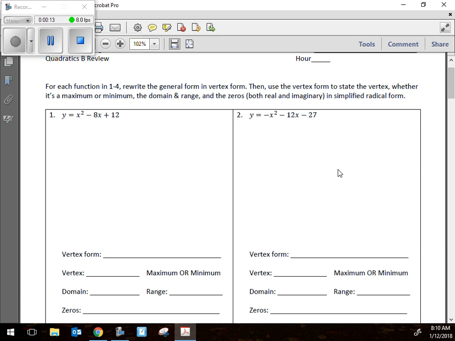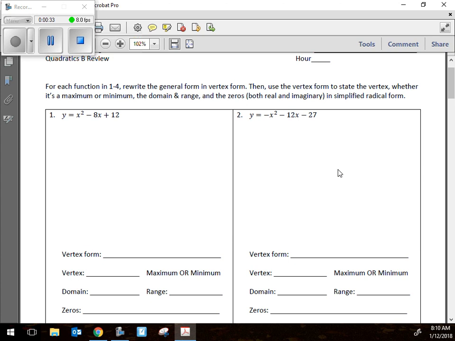First thing it says is rewrite the general form in vertex form. Ooh, how do you do that? Do you remember that? You get general, and then somehow we do some kind of hocus pocus, and then it ends up turning into vertex. You remember? It is half and square and complete the square. You're both right. Very good.